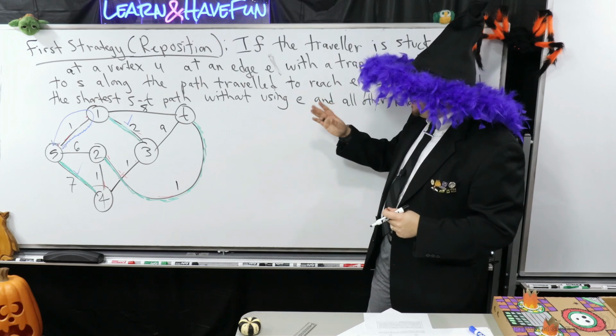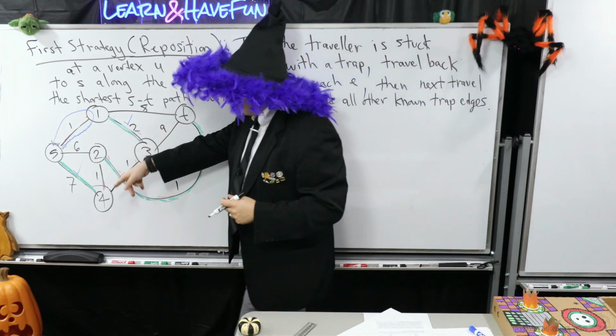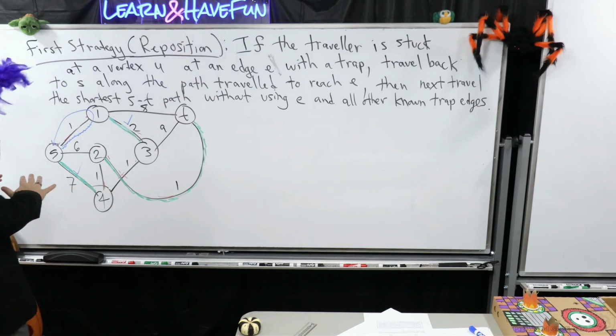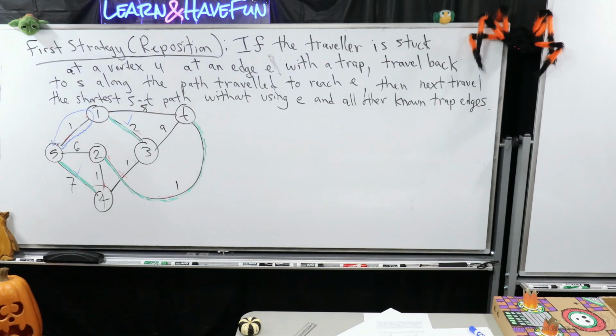From S to T. So we know we can't use these two edges, so we know our original shortest path will not cut it because the traveler couldn't go that far. Well, let's see. Let's try to use our idea we had before. So the vertex that is closest to S right now, without using trap edges, is this vertex, right?